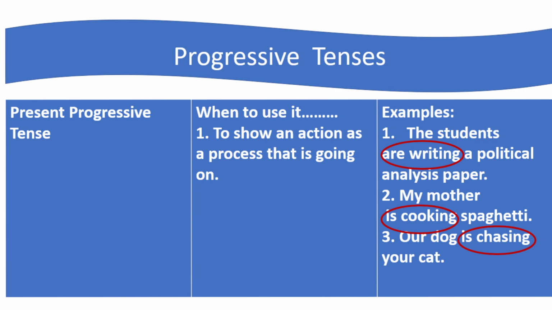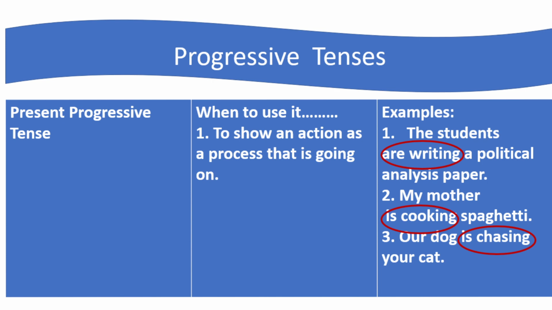First, number 1, to show an action as a process that is going on. I think most Filipinos are very familiar with this one because we have this in our own tense. That is pangkasalukuyan or the imperfectivo. Okay, so we have here, the students are writing a political analysis paper. So our writing would indicate that the action is in progress.